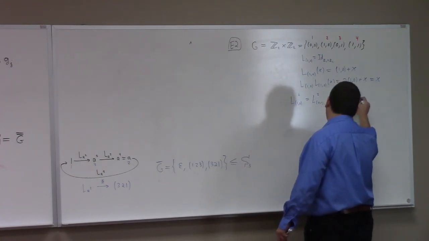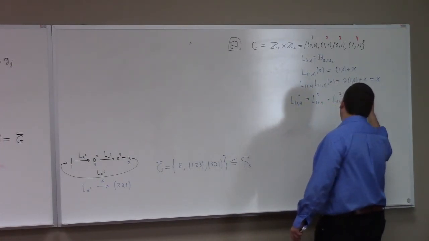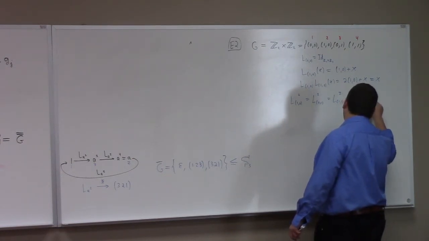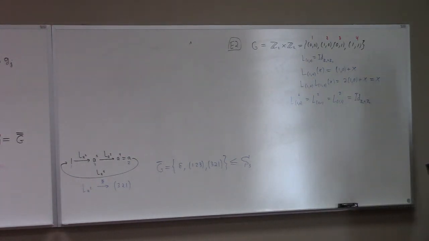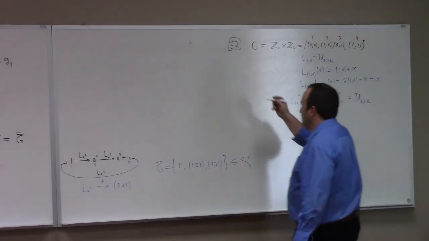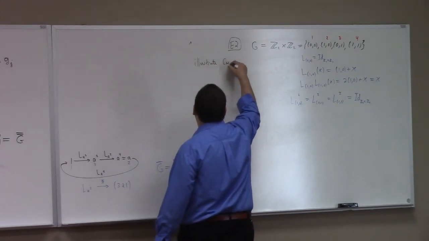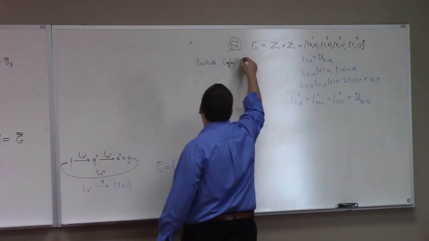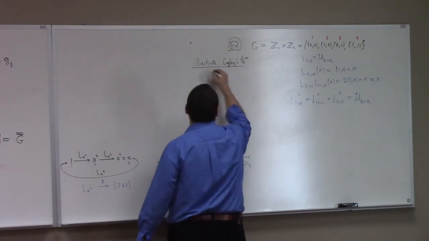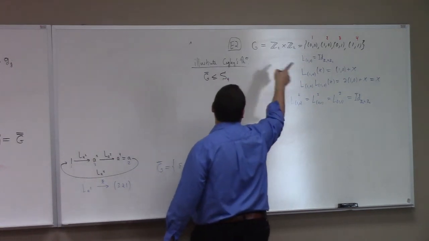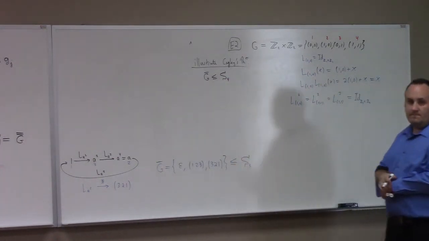These are all, if you operate on them twice, they all just give you back the identity. They're their own inverses. Okay, so what should we be looking for if we want to illustrate Cayley's theorem here? We're looking for G bar, right? A subgroup of S4, because this is a group of order 4, right?